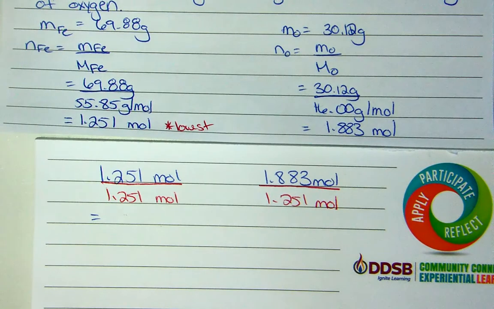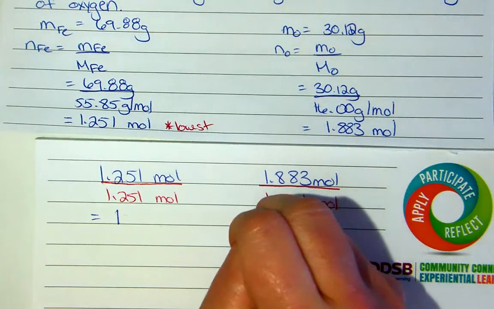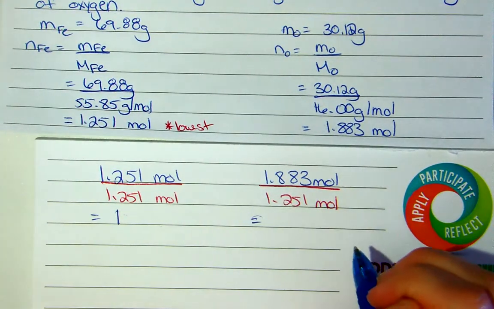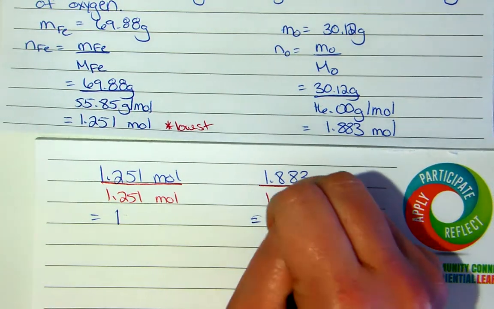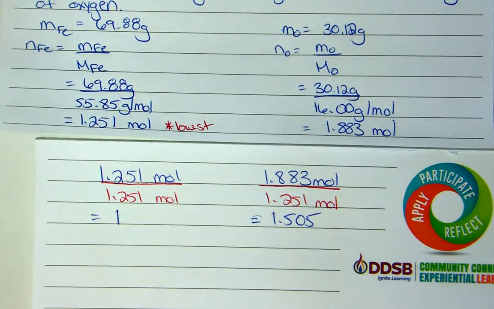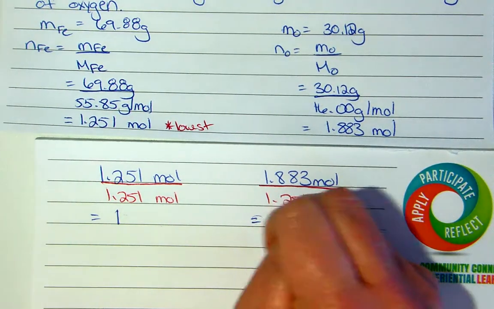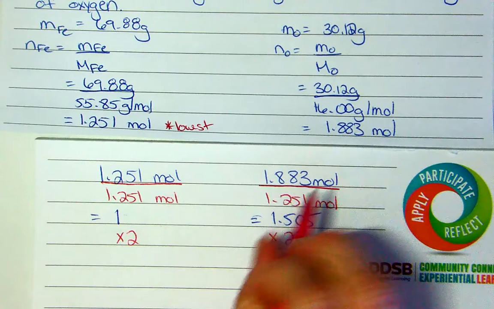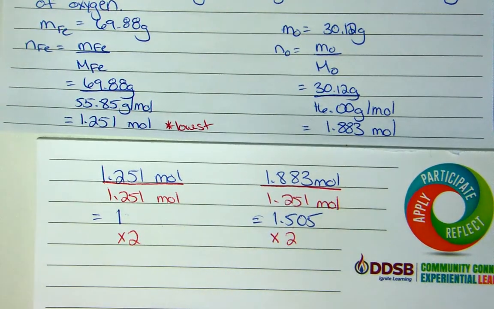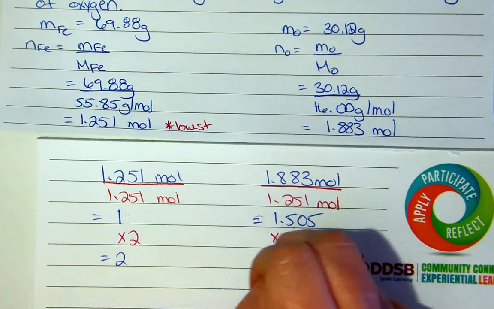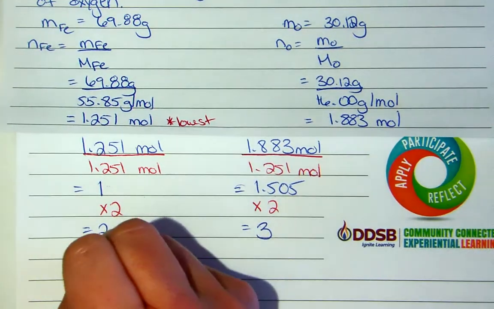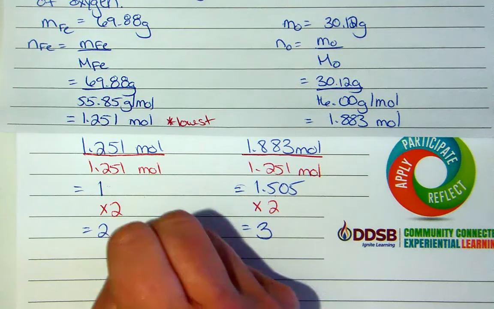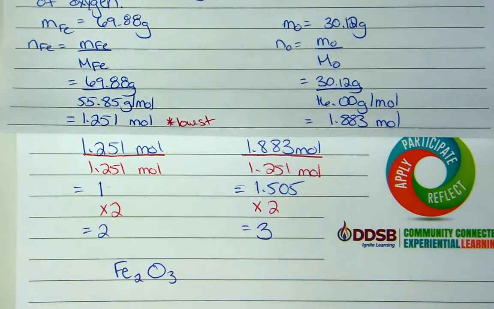Okay, so that gives me 1, and 1.883 divided by 1.251 gives me 1.505. These are not whole numbers. I'm going to multiply them both by 2. 0.5 multiplied by 2 gives me a whole number. So that's 2, and that's 3. That leaves me with the formula of Fe2O3. We're done the empirical formula.